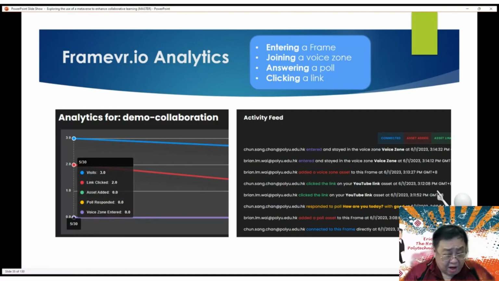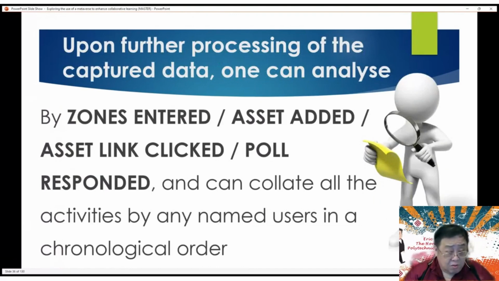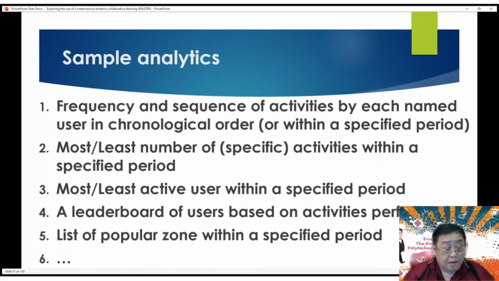You will download a file like an Excel file, and you have to write a further routine to extract the necessary information in order to formulate it by zones, by assets, by links, and by surveys being clicked, and we can collate this information by any named user in chronological order. As I said, we can identify that, but it needs additional analysis after downloading the frame analytics. With that, we can identify the frequency and the sequence of activities of each named user in chronological order. We can identify the most and least number of activities within a particular measuring period. We can also identify the most and least active users for that period. And of course, with that information, we can generate a leaderboard of users based on activities performed, and a lot more.